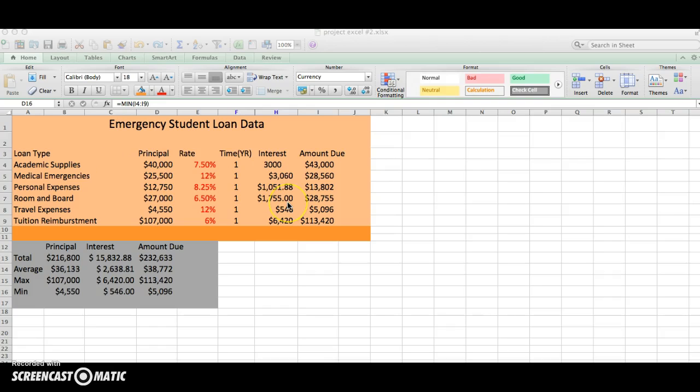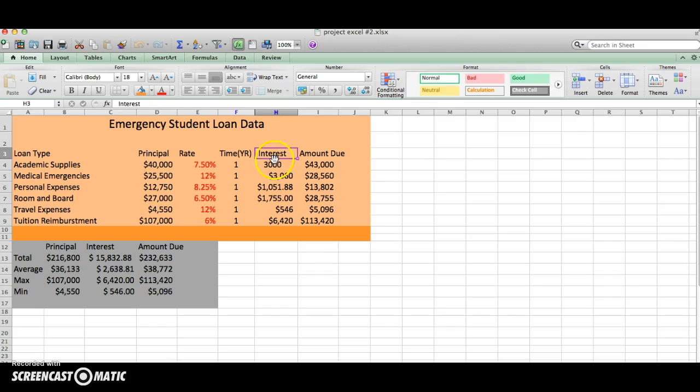First, I entered the data that we were given: the loan type, the principal amounts, the rate, and the time in years, which was 1 year. So we had to calculate everything so we were able to have the interest and the amount due. This is how I came to the conclusion of my interest. The formula for the interest was the principal times rate times the 1 year, which was 40,000 times 7.50% times 1, and it gives you a total amount of 3,000.